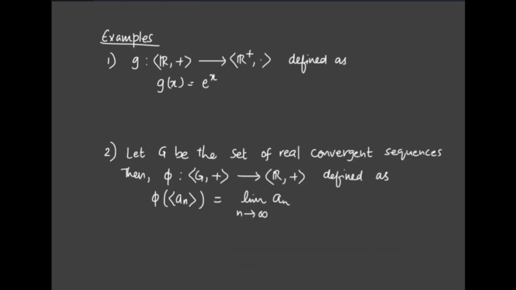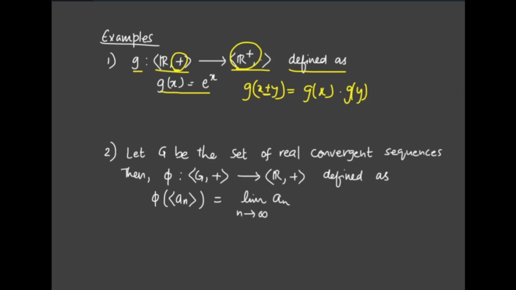Now let us take a look at some examples. g from R plus to R plus with dot. Here R plus is the set of all positive real numbers, defined as g of x equals e to the x. Let us see if this is a homomorphism. So what was the condition for homomorphism? g of x plus y should be equal to g of x dot g of y. Plus because here the group's operation is plus, dot because here the group's operation is dot. So let us see if this satisfies.